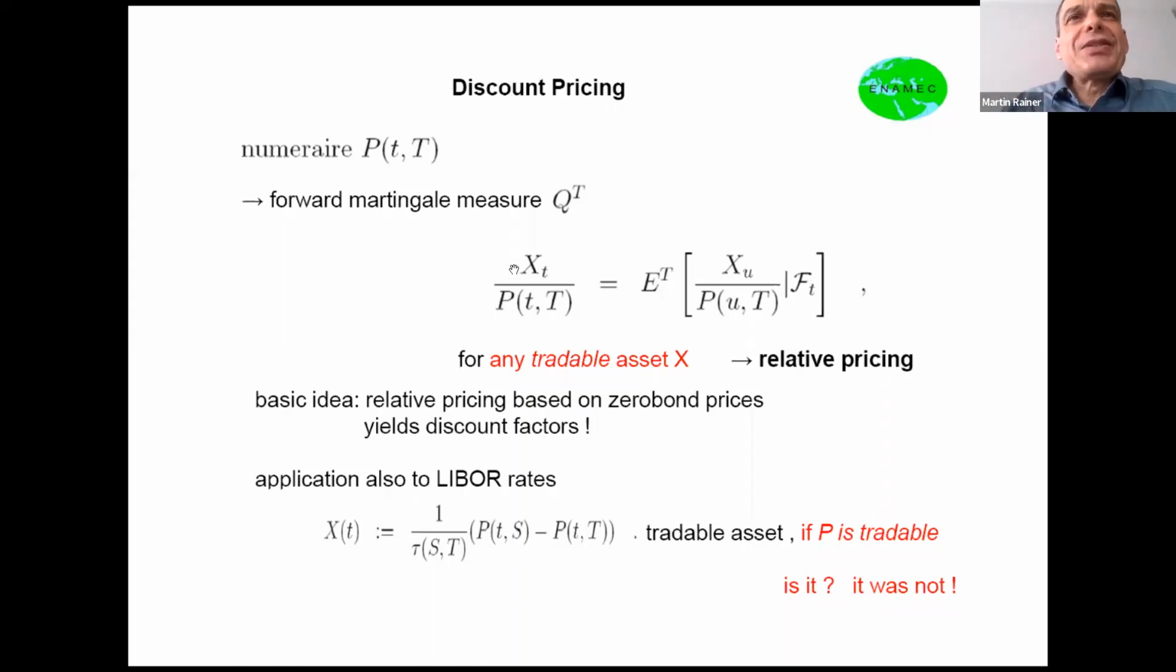Now, in principle I can discount any tradable asset, and in finance history, 15 years ago, people used to also apply it to LIBOR rates.